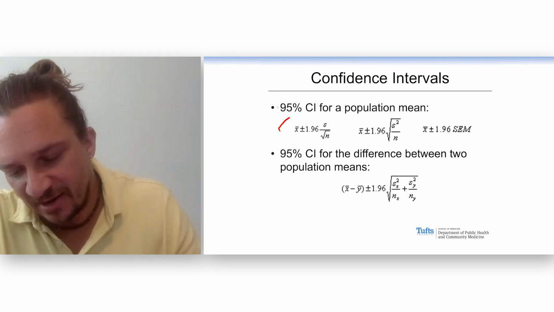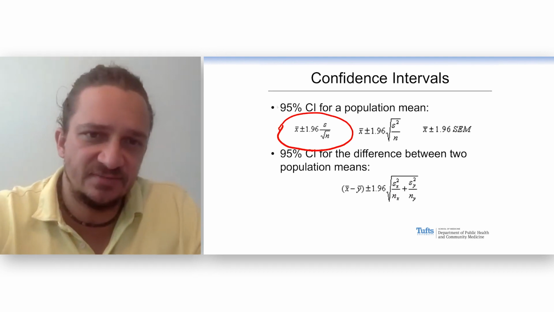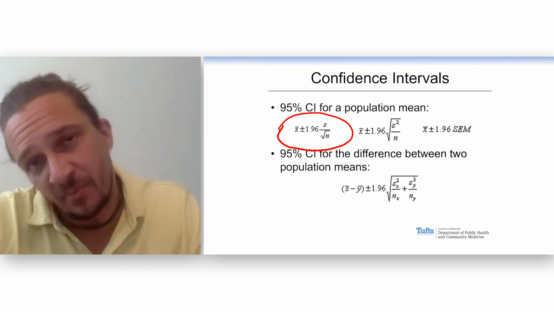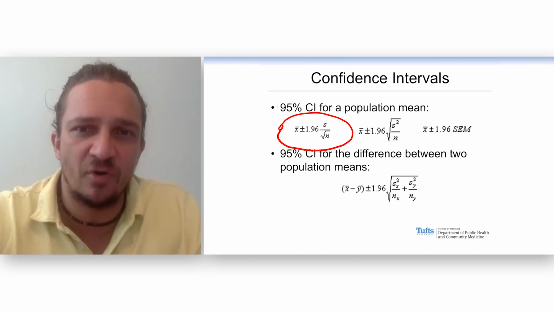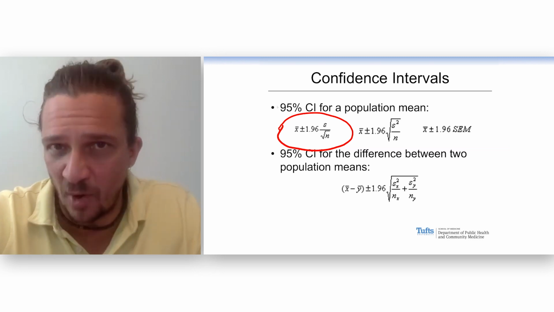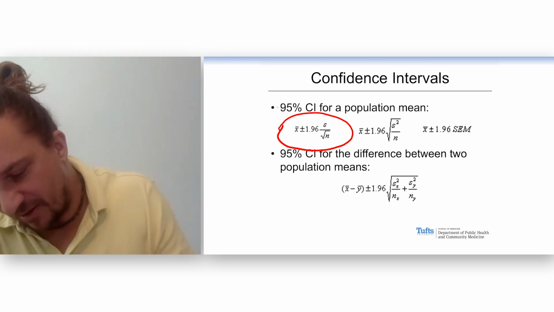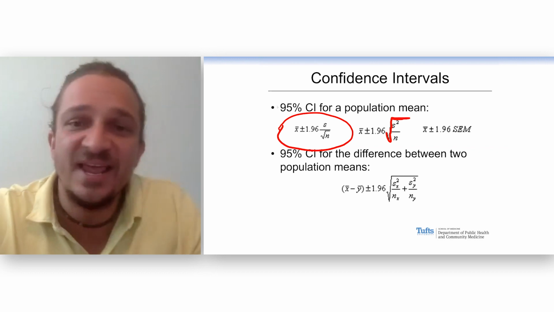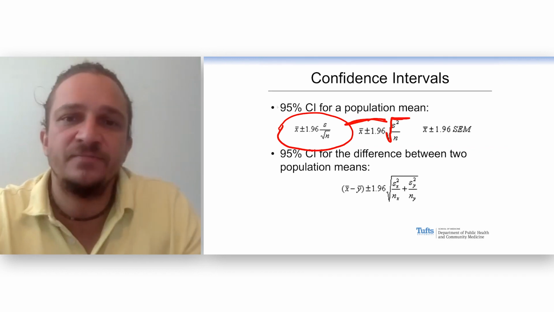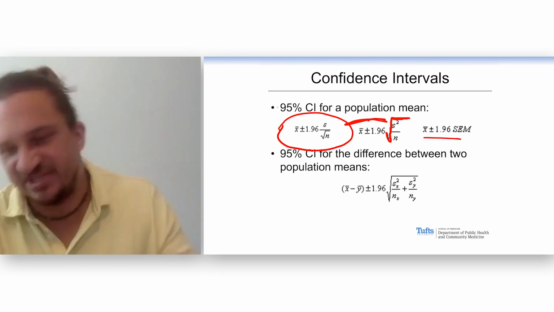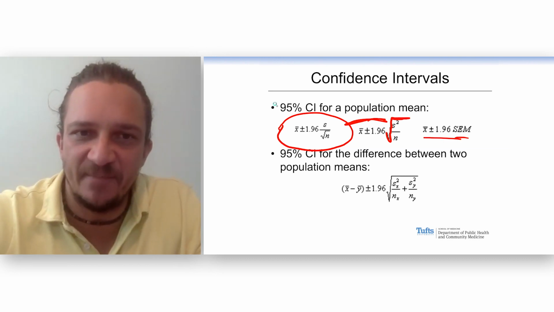When we did one mean, we saw that it was something like this. X bar plus or minus a multiplier, and then we saw sigma divided by the square root of n. Now, you can write this another way. You can take out that square root sign and put it here. These two things are equivalent to each other. I mean, we simplified it. We just said that's 1.96 times the SEM.